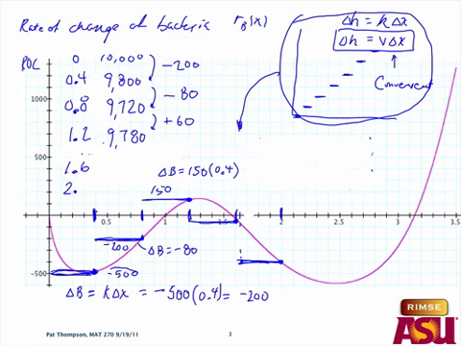1.6, 2.0. So this is, we'll say, negative 50 times 0.4. Is that negative 20? It's going to go down 20. 9,760. Finally, it's going to go down, we'll call this negative 400.